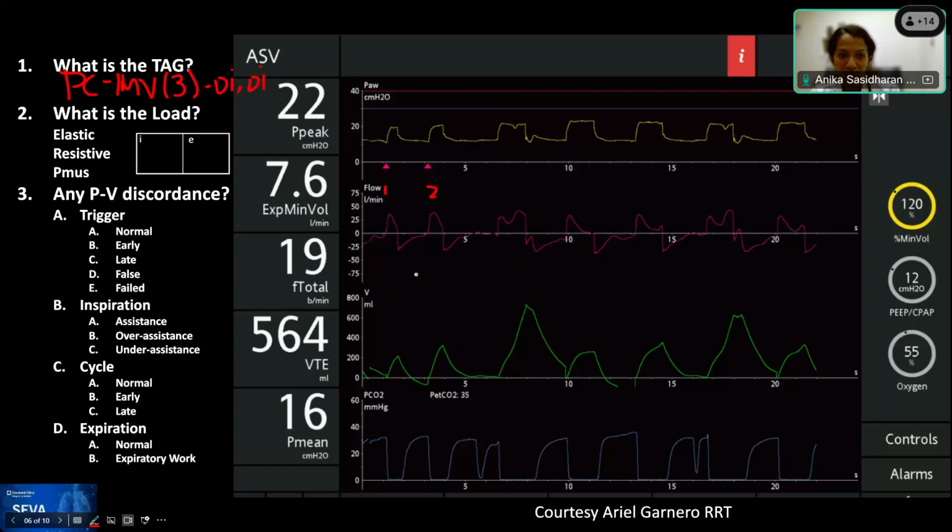All right, so now we'll go into the load. What is the load in inspiration and what's the load in expiration? Anyone wants to talk about the load in inspiration? Elastic, resistive, or PMUS? So remember, if you're in a pressure control mode, you want to look at the flow and volume waveforms to see the evidence of the load. Ariel says PMUS. PMUS, okay. Anything else?